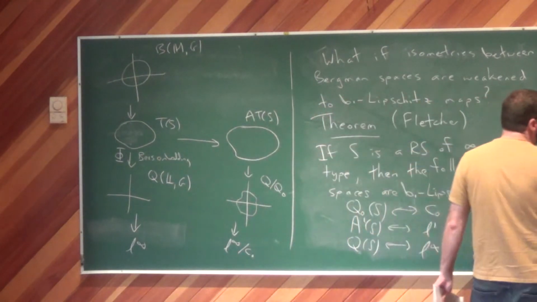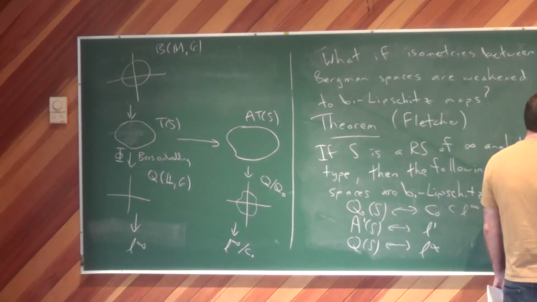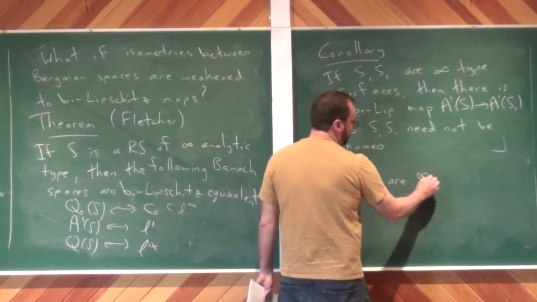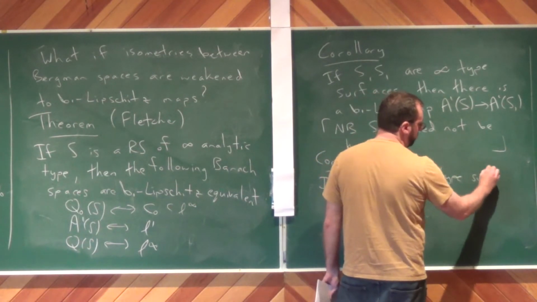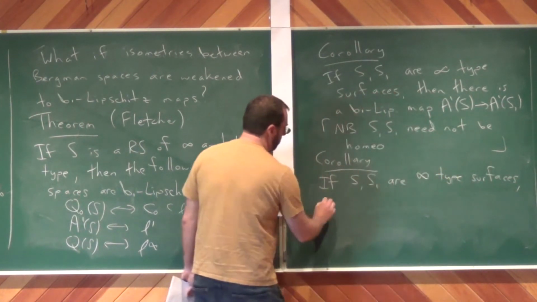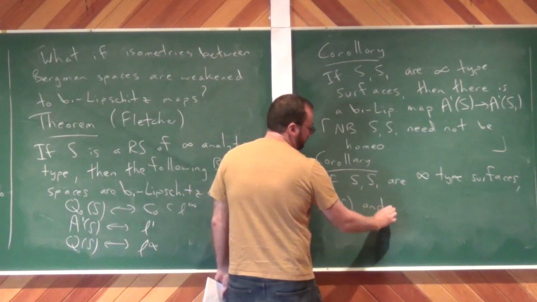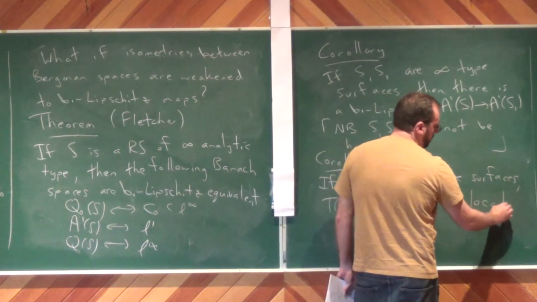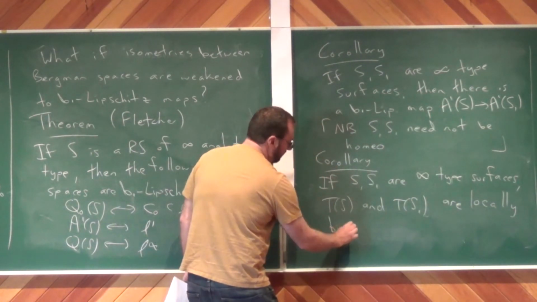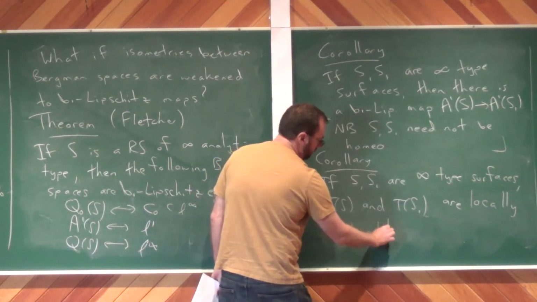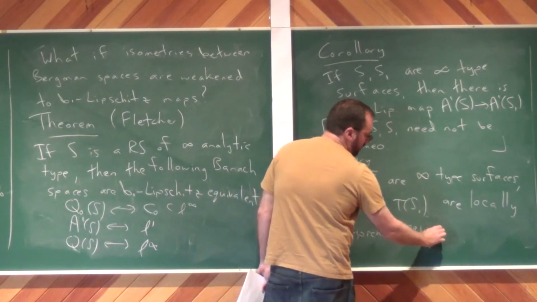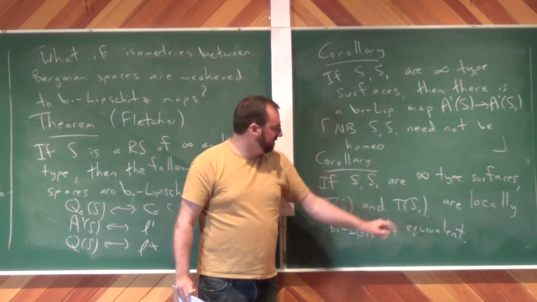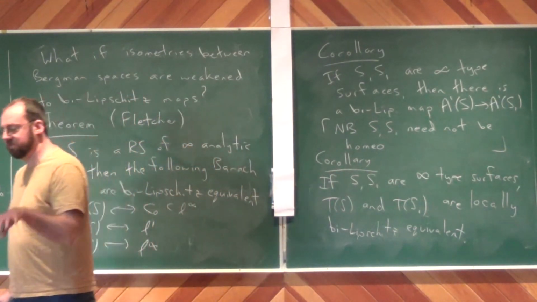Another corollary is that if S and S1 are infinite type surfaces, the Teichmüller space of S and the Teichmüller space of S1 are locally bi-Lipschitz equivalent. Meaning, if you take any point in Teichmüller space of S and any point in Teichmüller space of S1, you can come up with a bi-Lipschitz map between neighborhoods of those points.